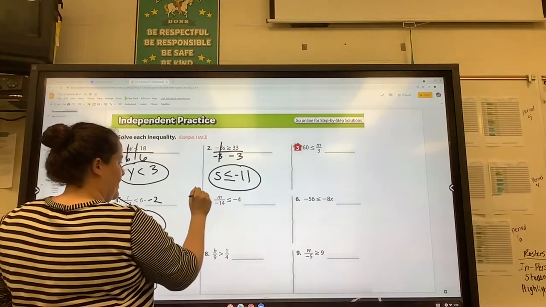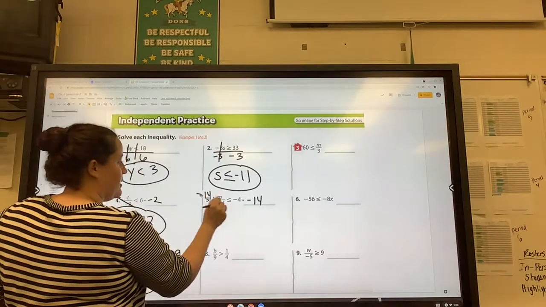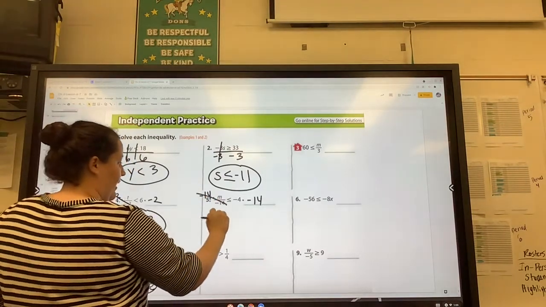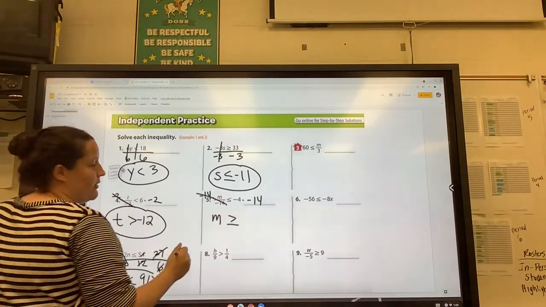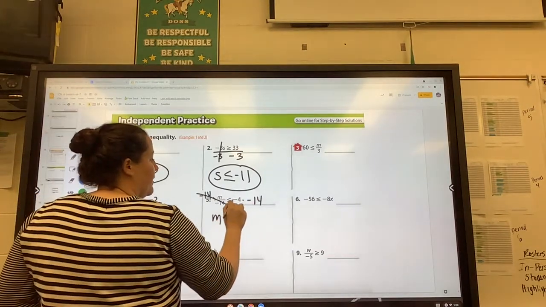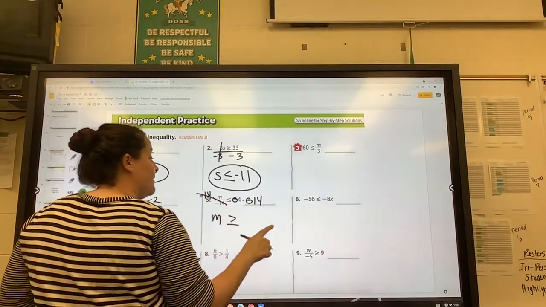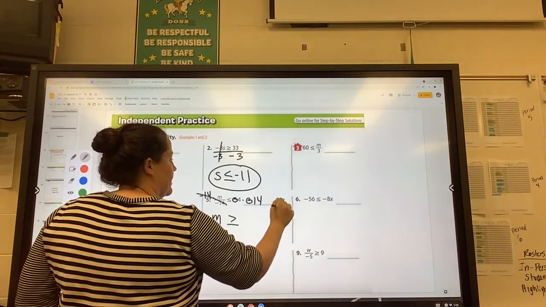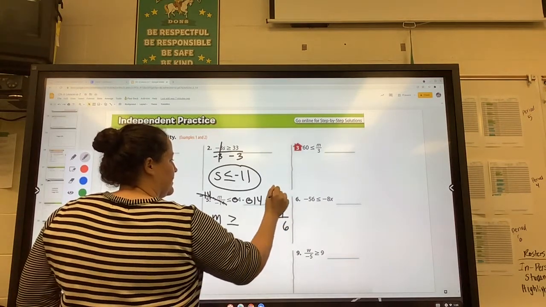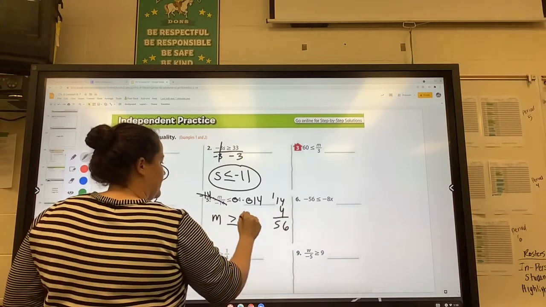Multiply both sides by -14, times -14. The negatives cancel. M, we have to flip it because we multiplied by a negative, is greater than or equal to. First of all, I see 2 negatives, so my answer will be positive, right? 2 negatives is even, so it's positive. And then 14 times 4 is 56. 4 times 4 is 16, carry the 1, 56.